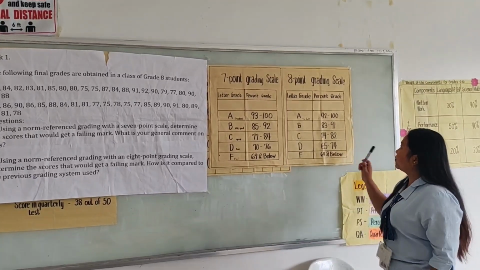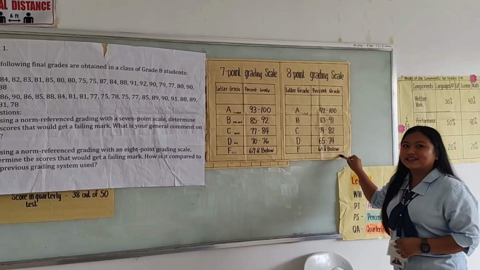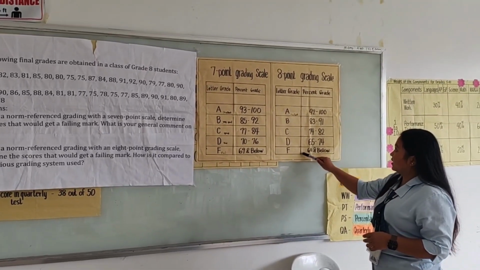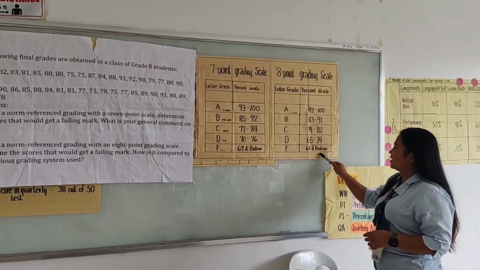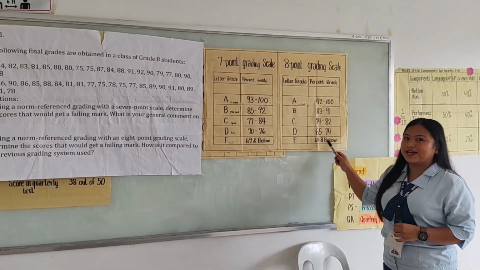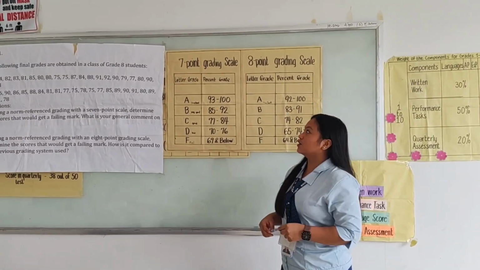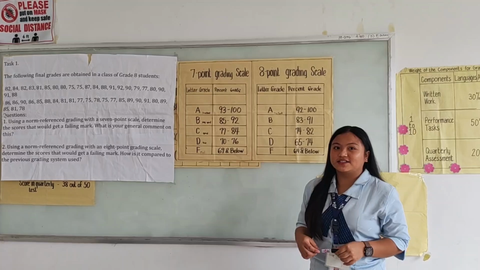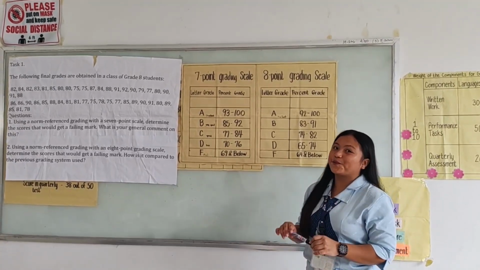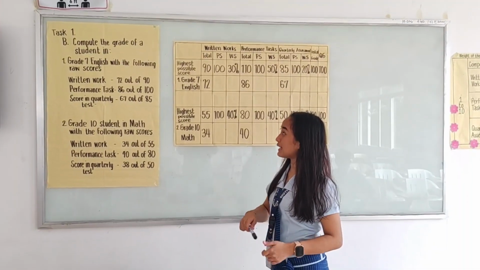However, in the 8-point grading scale, if a student got 69, it will still pass because the failing grade in the 8-point grading scale is 64 and below. So if the student gets 69, the student will still pass in the 8-point grading scale. As we conclude, the 7-point grading scale is more strict and has a higher standard compared to the 8-point grading scale. So let's proceed to task 1B.